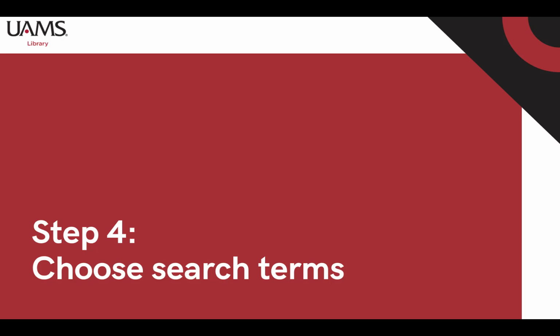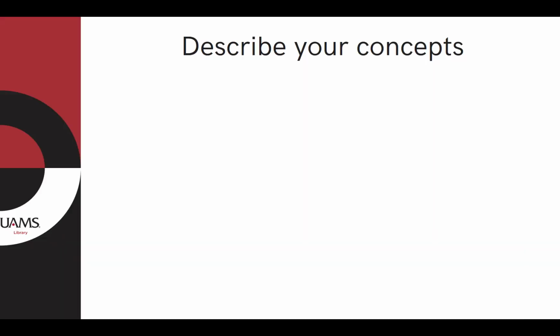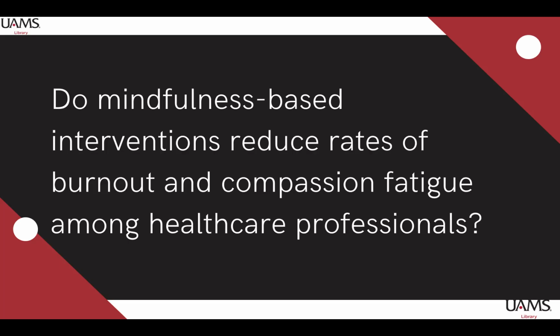Once you've identified your topic, broken it down into its concepts, and identified which database you'll use for your search, it's time for step 4, gathering up your search terms. This is when we describe the concepts we broke our topic down into. So for each concept, what are the ways that authors of journal articles might discuss them? So for example, my topic again here: do mindfulness-based interventions reduce rates of burnout and compassion fatigue among healthcare professionals?